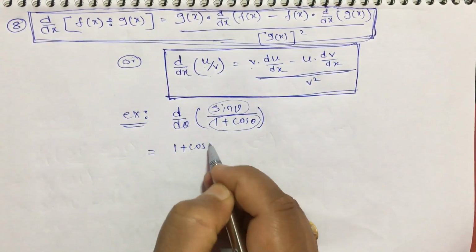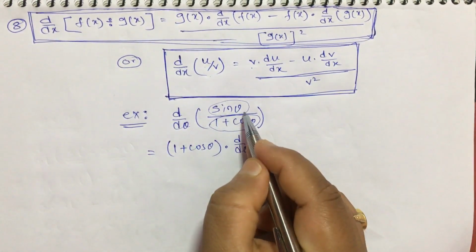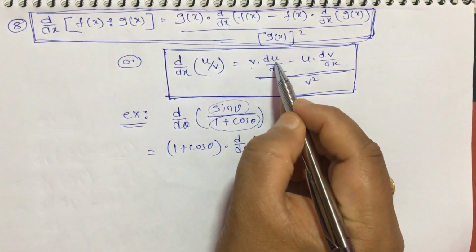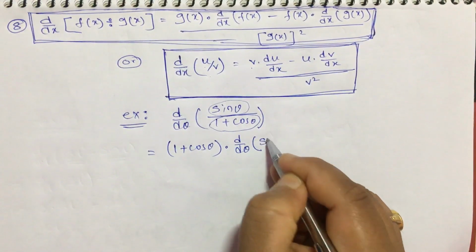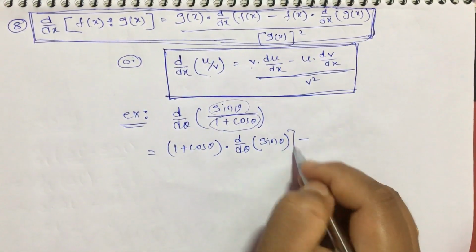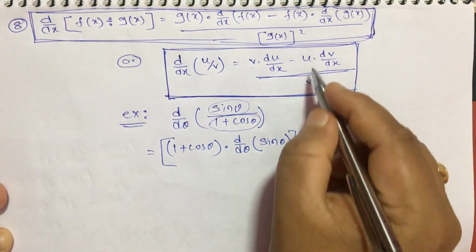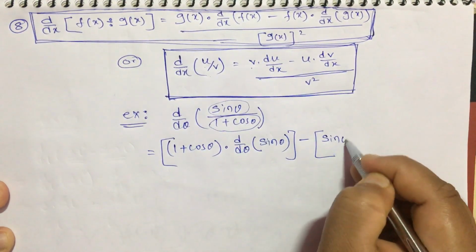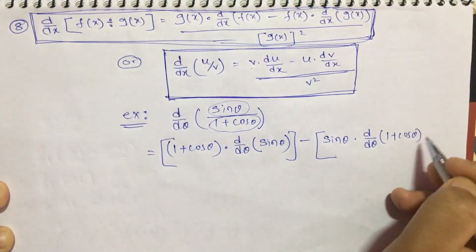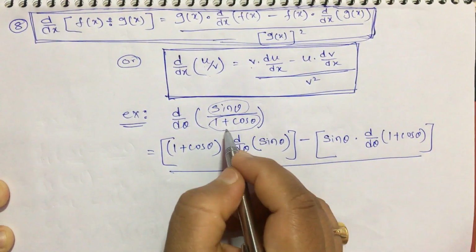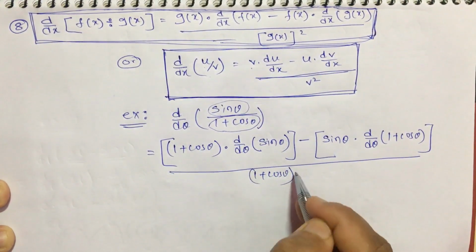So, write the second function as it is into d by d theta of first function. You can see here d by dx of u means derivative of u with respect to x. Okay. So, d by d theta of sin theta, minus this total is a term, you have to subtract it, this term. Okay. u is sin theta here into derivative of 1 plus cos theta, divided by v square, means this total term square. So, 1 plus cos theta whole square.